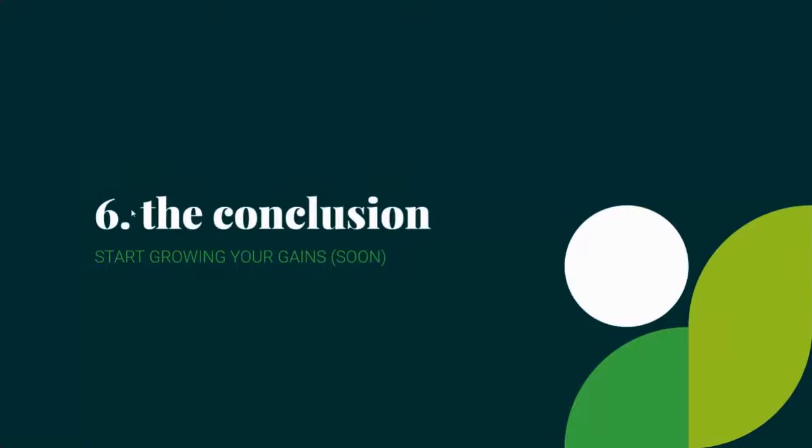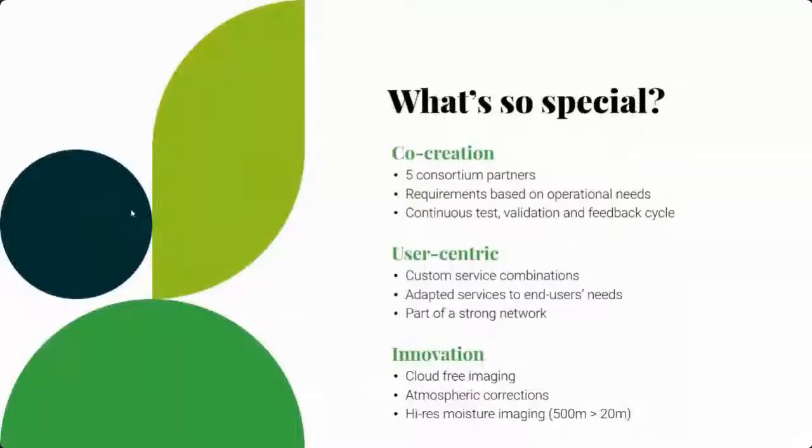So to conclude, we are in the beginning. We are four months into the project. What's so special about us? We want to co-create with the users. We have five consortium partners that are fully devoted, representing target markets of NextLand. We want those requirements. We want to do this continuous test validation in user feedback cycles. We are therefore user-centric. We want to combine the different services into custom packages adapted to the user scenarios that they bring in, and we want to be part of this strong network between the service providers and alpha users.